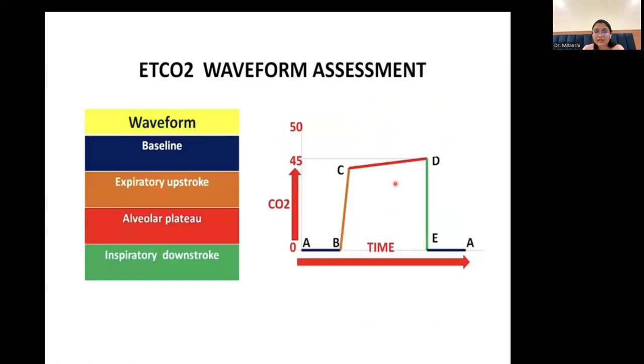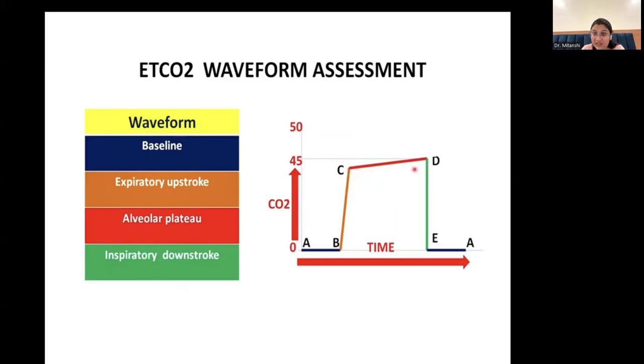Okay. So EtCO2 waveform assessment, correlate the color with the waveform color. So AB is my baseline. This is what I want you to know. If they ask you in your exam to label what is the phase that is labeled in the graph, you should be able to answer that A to B consists of baseline. This is your phase 1. B to C is your expiratory upstroke. That is your phase 2.